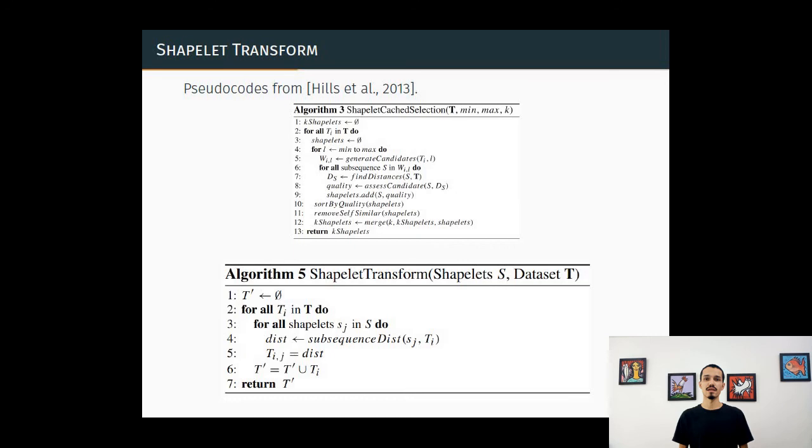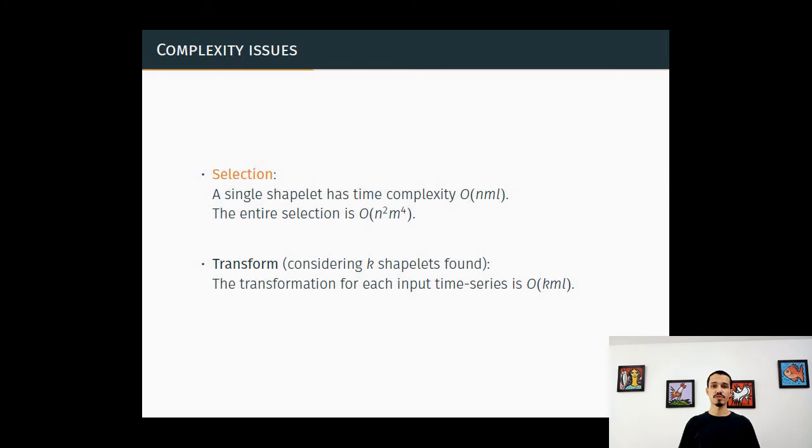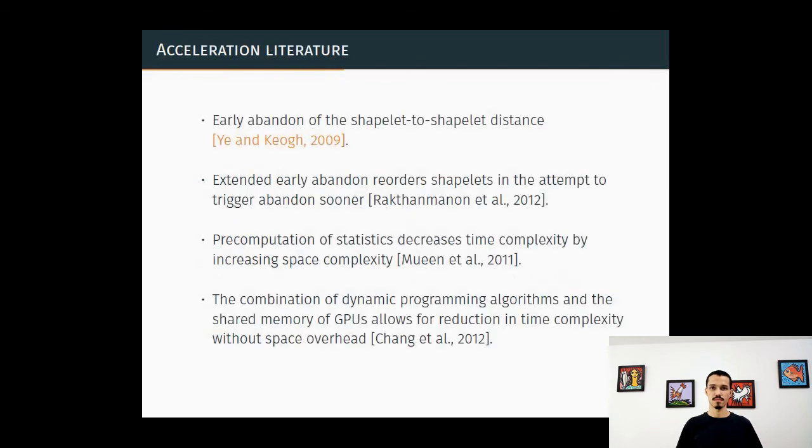To find the quality of a shapelet, let's call it pivot shapelet, we must compare this pivot with all the shapelets in all time series in the entire dataset. That's called the target shapelets. So this comparison is what takes lots and lots of computation. Because of the associated computational burden, there is plenty of literature trying to speed up shapelet-based techniques.